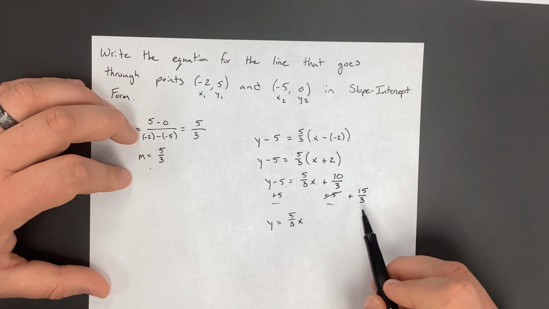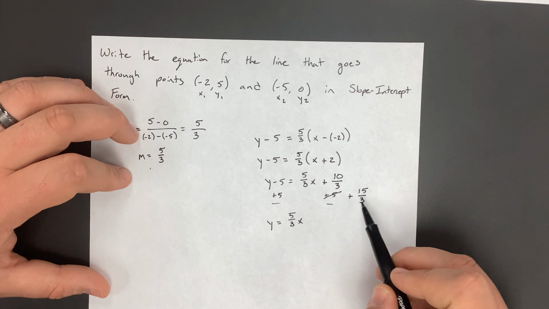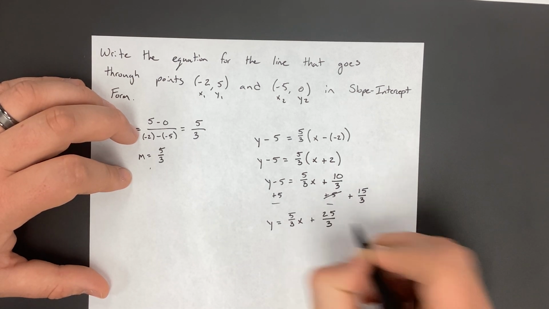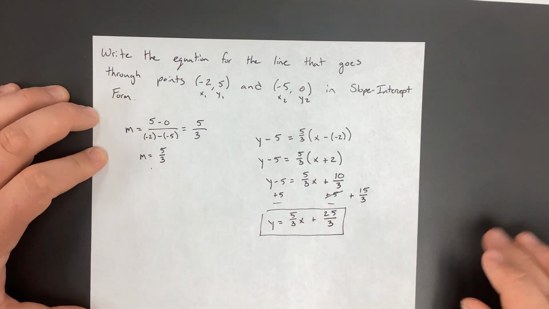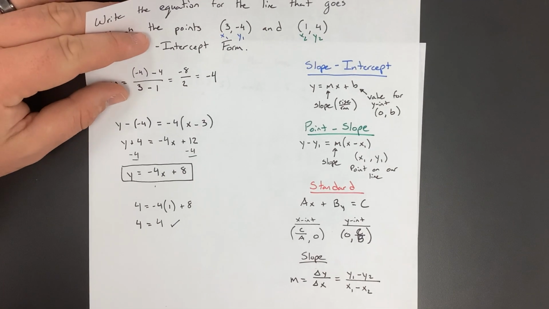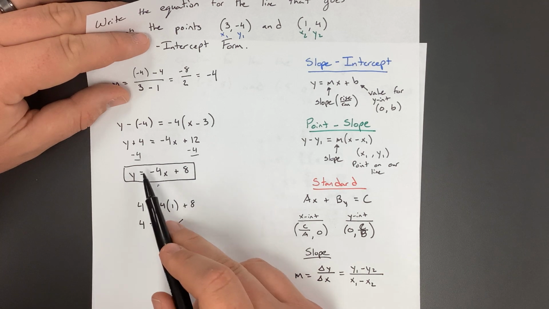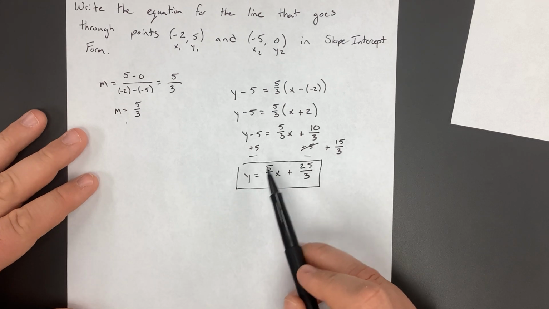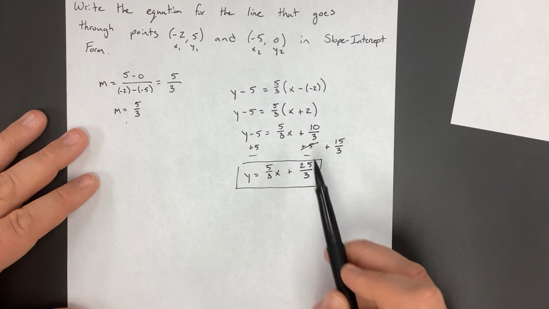Okay, again, I have to have common denominators in order to combine a fraction with a whole number. So I'm going to think of it as plus 15 over 3, which would give us 25 over 3. And there's our equation. Sometimes it can work out nicely to where we have equations that look like y equals negative 4x plus 8, where everything is a whole number or an integer. Other times we may end up with a fraction for our slope or even for our constant.